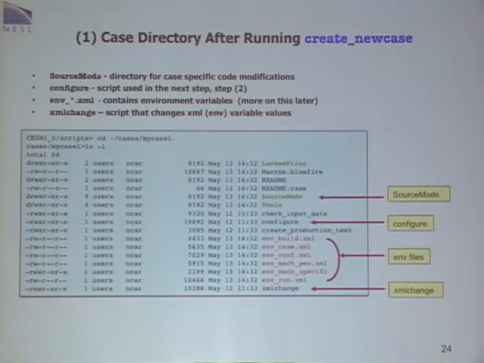And these env files basically are XML files that contain lists of environment variables that control the configuration, build, and run of the model. And then XML change is a script that we have to safely change the values of variables in these files.